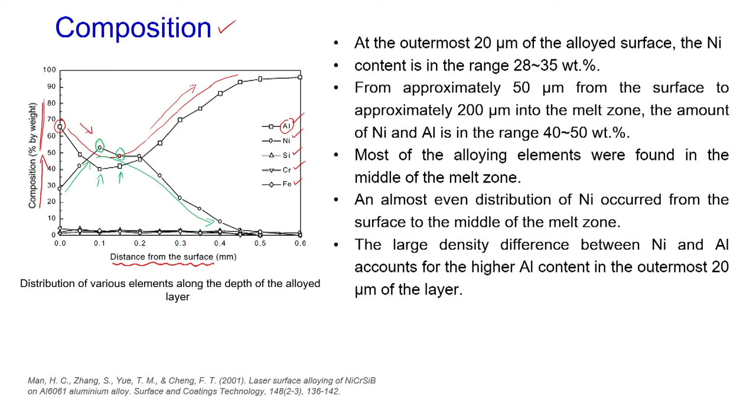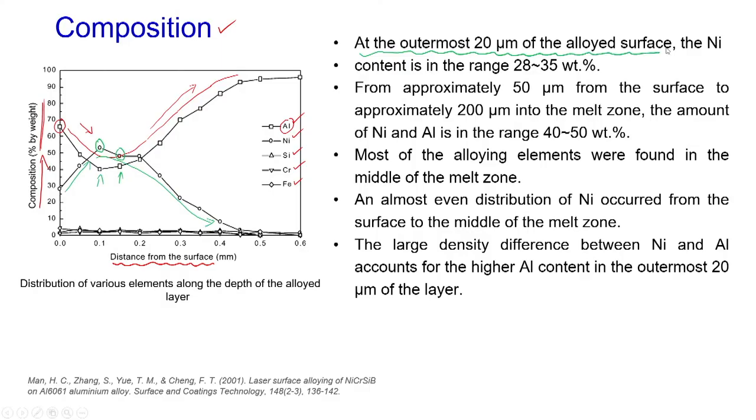Of course, the other elements are also there, but their percentage is minimal and it is almost constant from the top of the surface along the thickness direction. At the outermost 20 micron of the alloyed surface, the nickel content is in the range of about 28 to 35% by weight. From approximately 50 micron from the surface to approximately 200 microns into the melt zone, the amount of nickel and aluminum was 40 to 50% by weight.